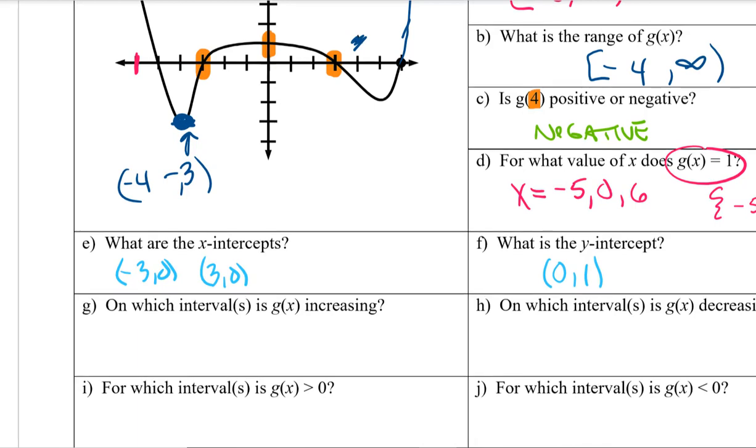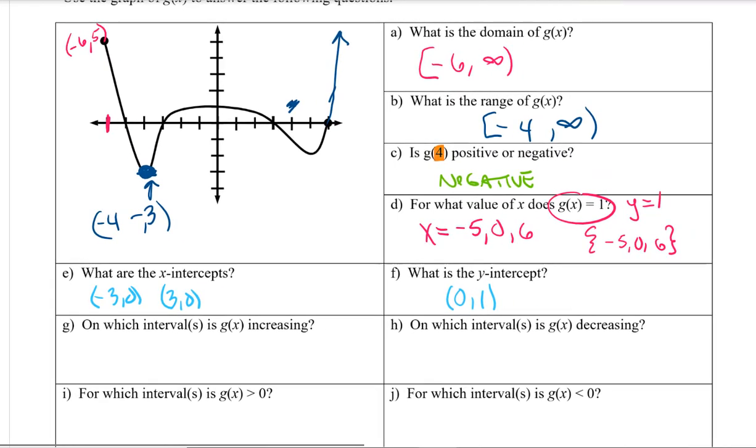Moving on to G and H, increasing and decreasing. So for this piece, this is where we want to look at our slopes. And you have two types of slopes, right? So when you want increasing, the slope is going to be positive. So we're going to have a positive slope right here. We're also going to have a positive slope on this part right here.